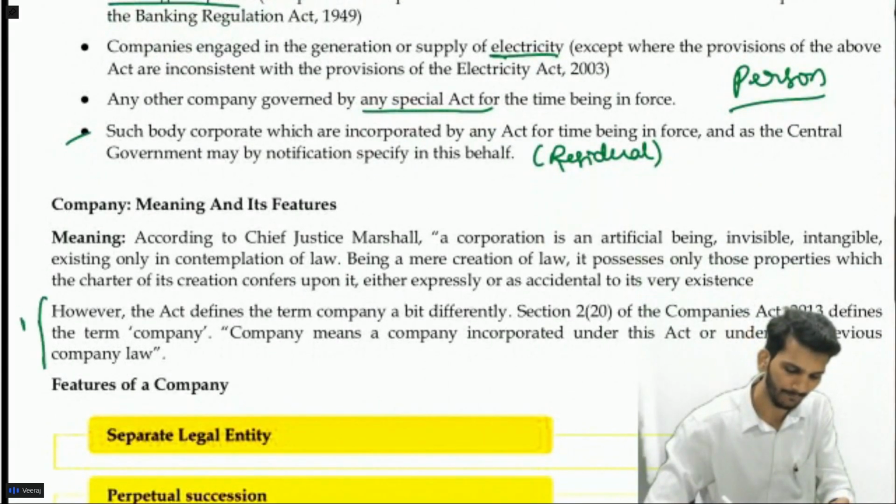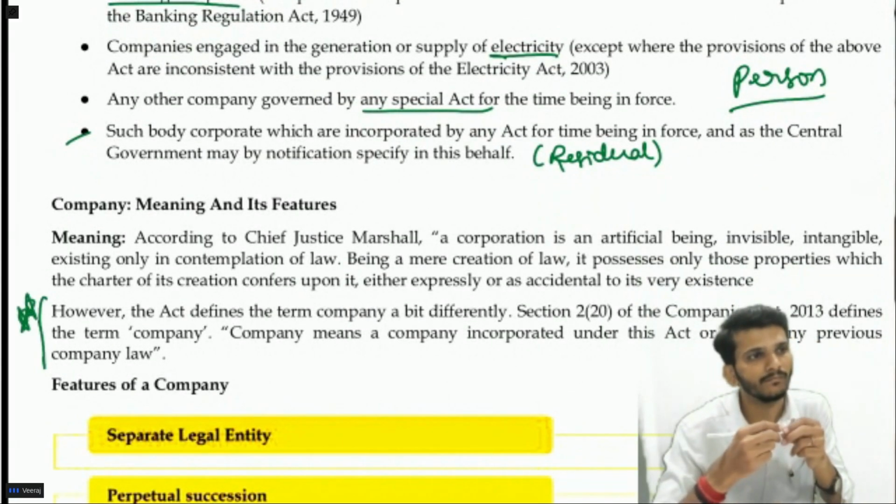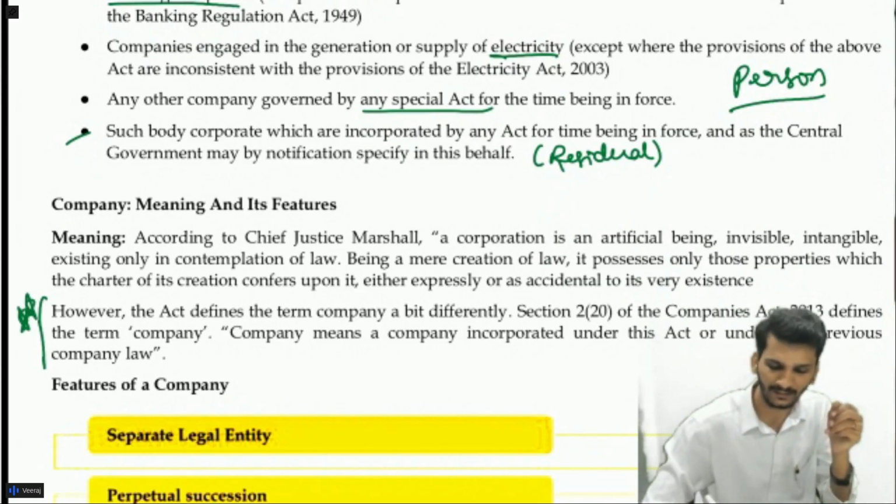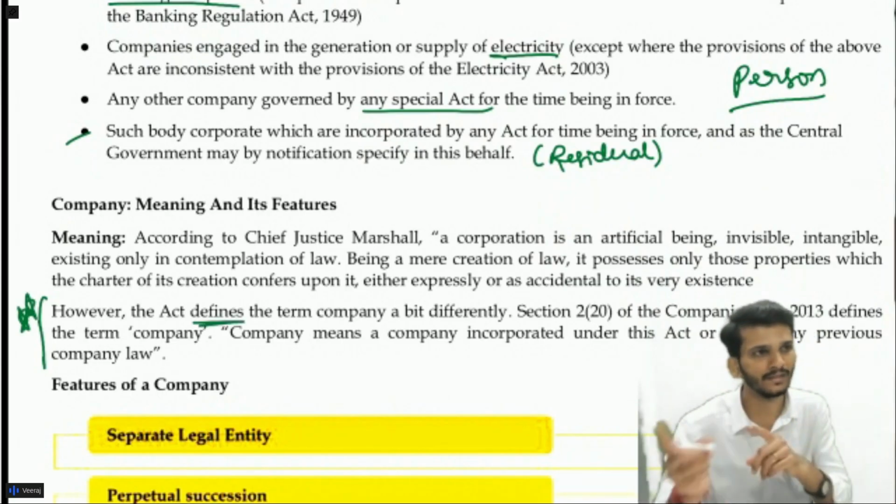Body corporate we will discuss later. Whenever I discuss this, first I will discuss the company definition. Then only we can discuss the body corporate.